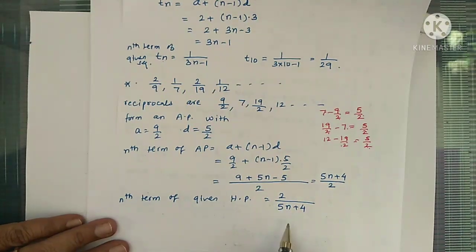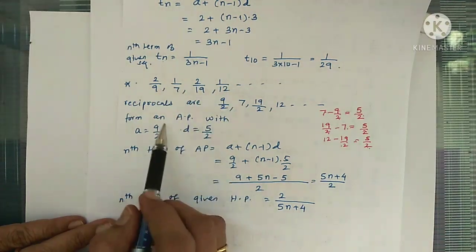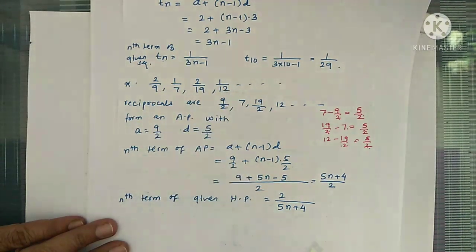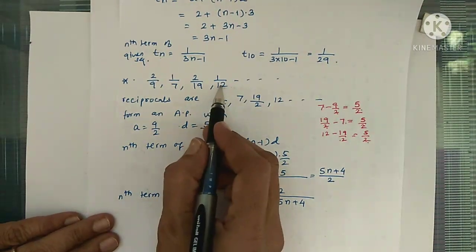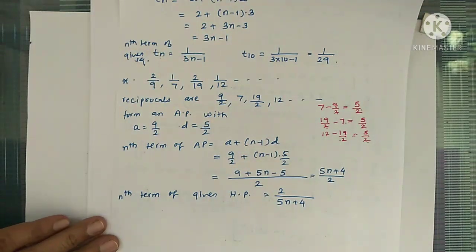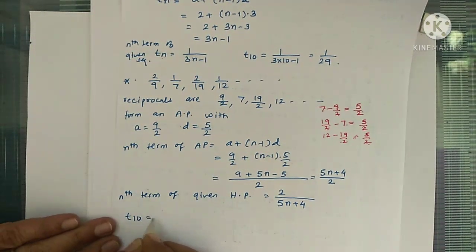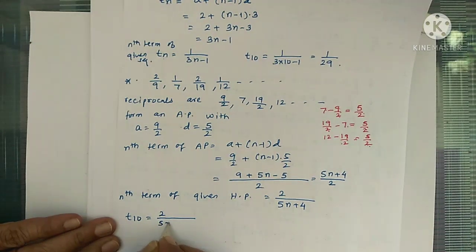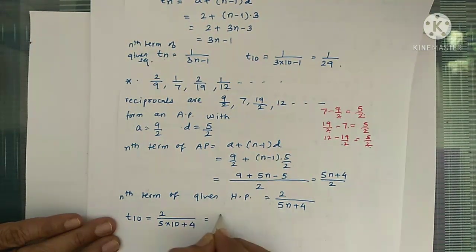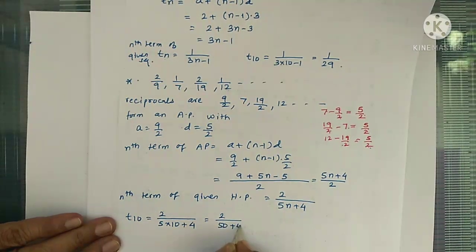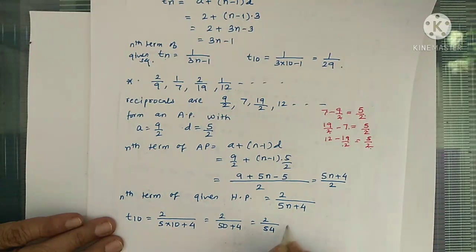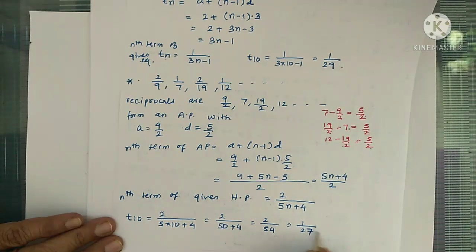You can verify by putting values of n since these terms are given. If we put n equal to 4, we should get 1 by 12. Let's check. If n is equal to 4, 5 into 4 is 20, 20 plus 4 is 24. So 2 by 24, dividing by 2 we get 1 upon 12. So it is verified. Now as the 10th term is asked, put n equal to 10. 5 into 10 plus 4, so that is 2 upon 50 plus 4, 2 by 54. That is 1 by 27.